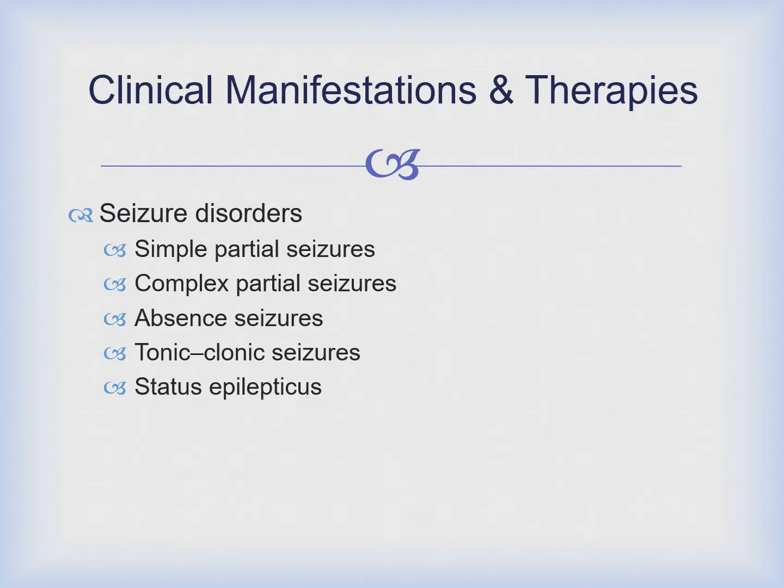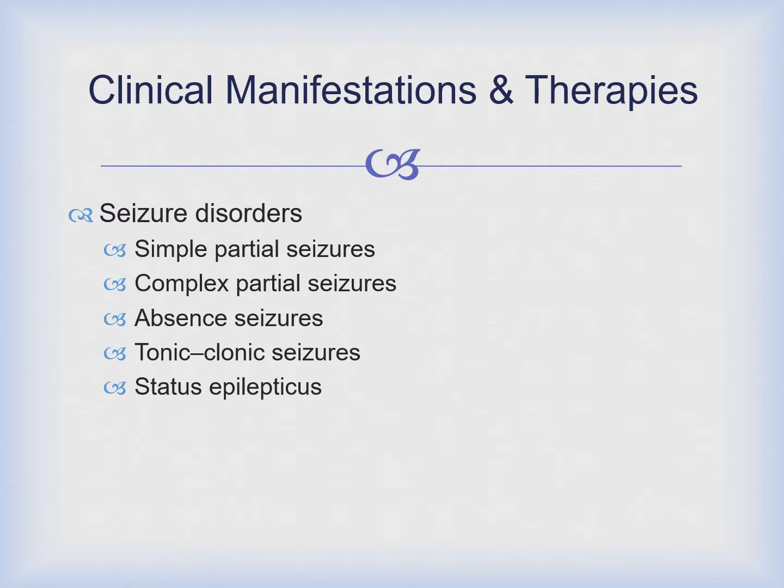So here is your list of seizure types. And if you go to your book and look, there is a nice table on page 717, and it gives you all the types of the seizures that we're going to talk about here, what their manifestations are, and how you treat them. So good chart there, 717 and 718.